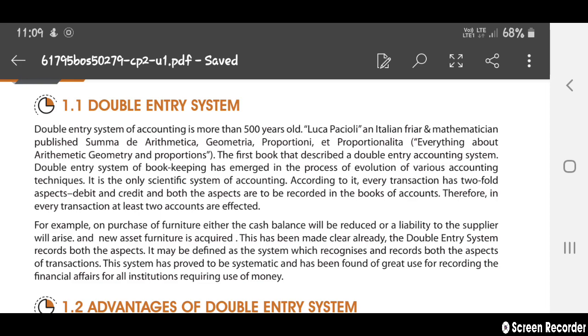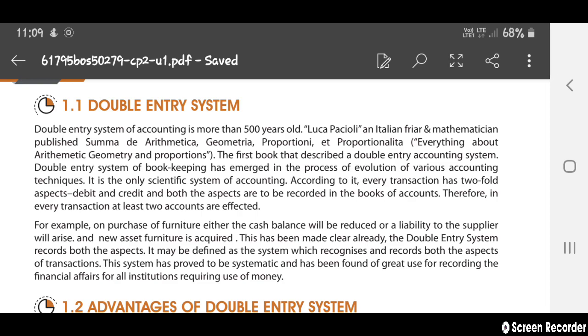Now, to understand this double entry system, let us take an example. On purchase of furniture, either the cash balance will be reduced, or a liability to the supplier will arise, and a new asset, furniture, is acquired. The double entry system records both aspects, assets and liabilities.